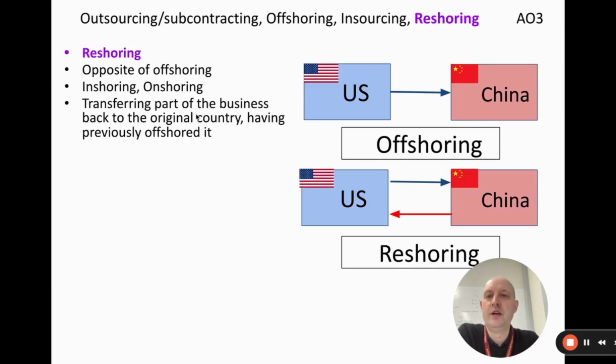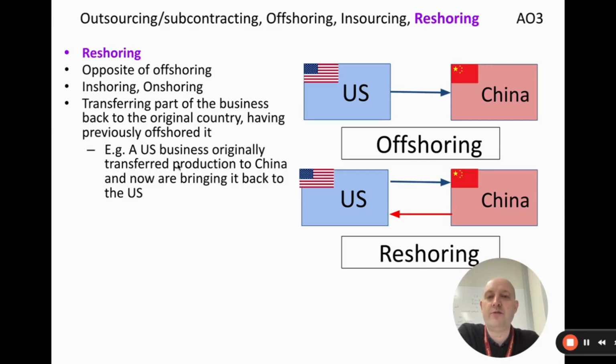Reshoring is transferring part of the business back to the original country, having previously offshored it. For example, a US business originally transferred production to China. They offshored to China, and now they're bringing it back to the US. Reshoring would be this process here, where they're bringing production back from China, back home, if you like, back to the US. The key thing here is we can only reshore if we originally offshored. You can't reshore without offshoring, if that makes sense.